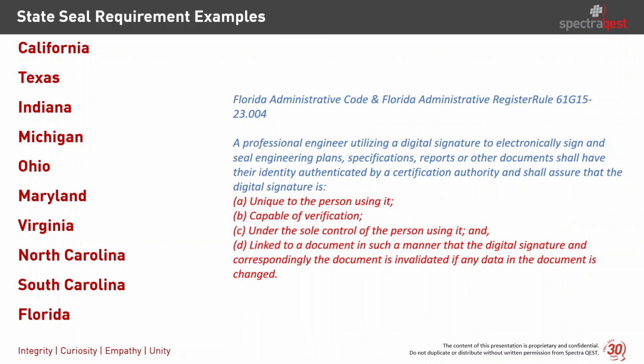And finally, as our final example, Florida. These are the more stringent requirements we've seen before: unique to the person using it, capable of verification, under the sole control of the person using it, and linked to a document in such a manner that the digital signature and document is invalidated if any data in the document is changed.